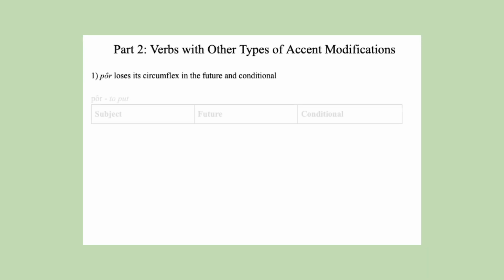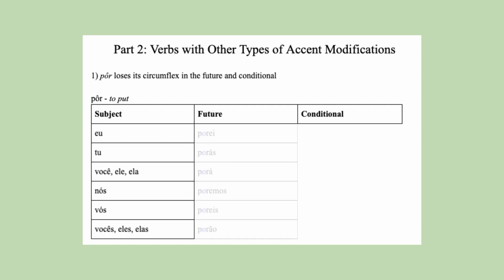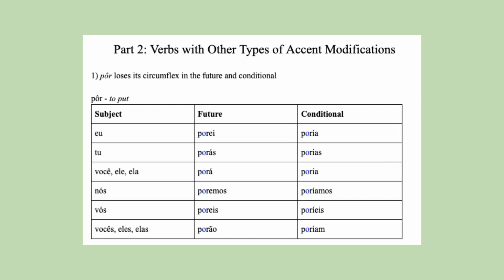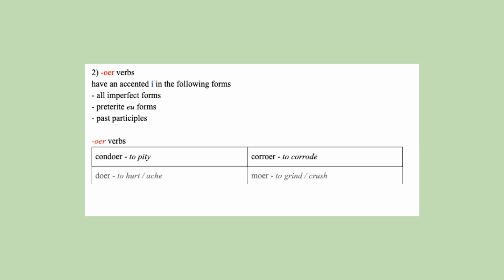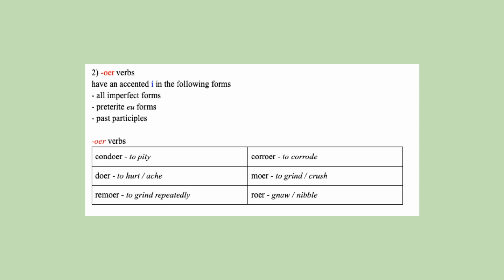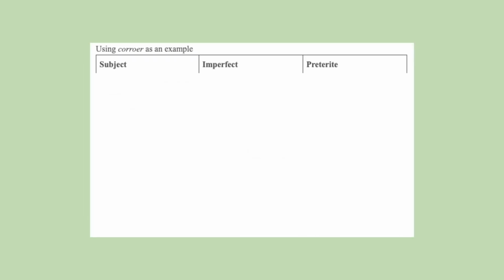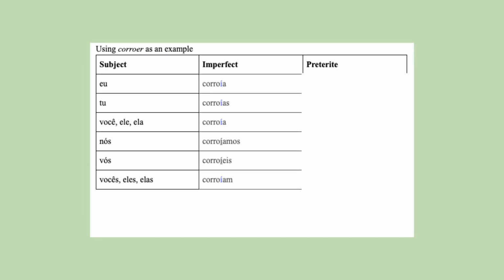The verb por removes the circumflex in the future and conditional. Oer verbs have an accented I in the imperfect, in the preterite eu form, and in their past participles. Using cohoer as an example.